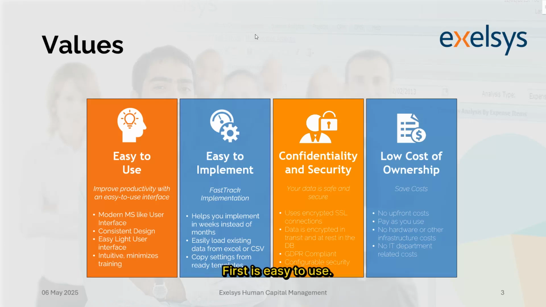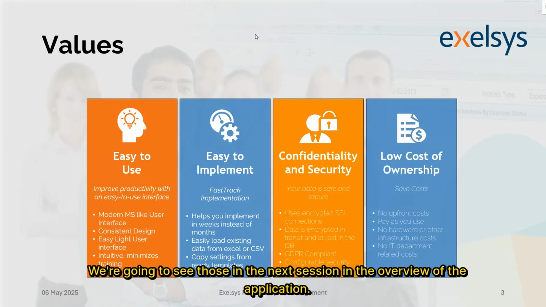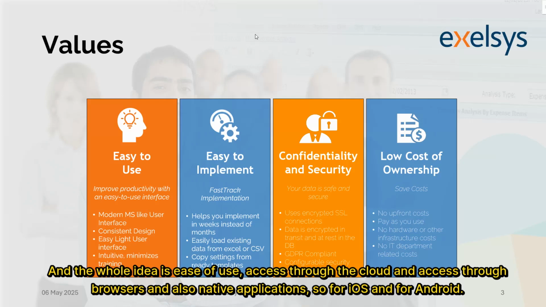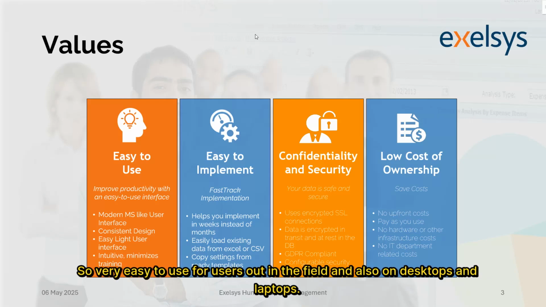First is easy to use. So it has two interfaces. It has a full user interface and a light user interface. We're going to see those in the next session in the overview of the application. And the whole idea is ease of use, access through the cloud and access through browsers, and also native applications, so for iOS and for Android. So very easy to use for users out in the field and also on desktops and laptops.